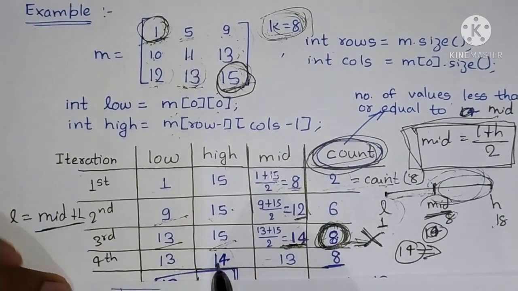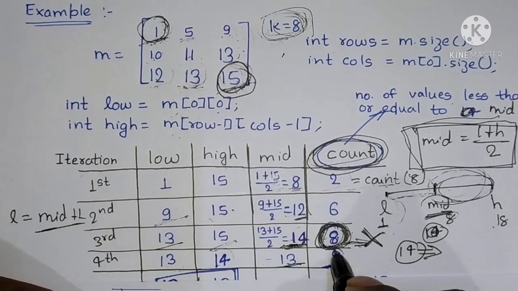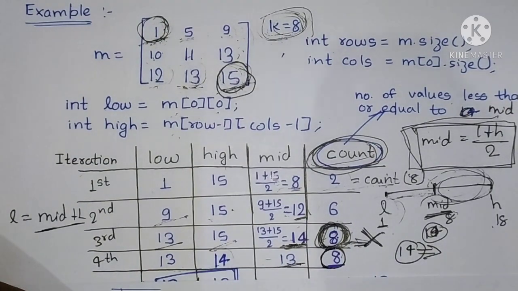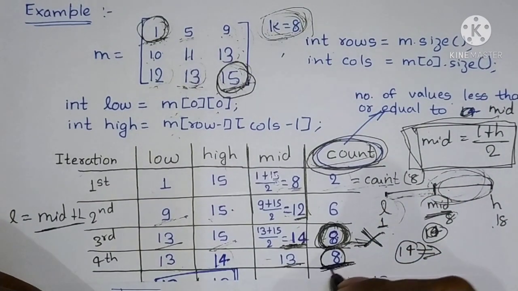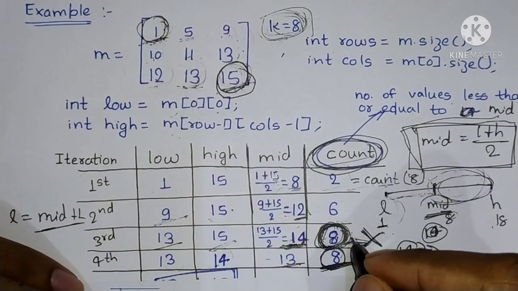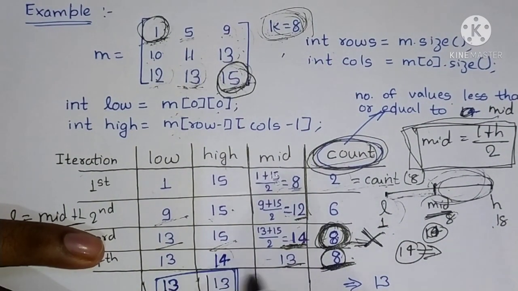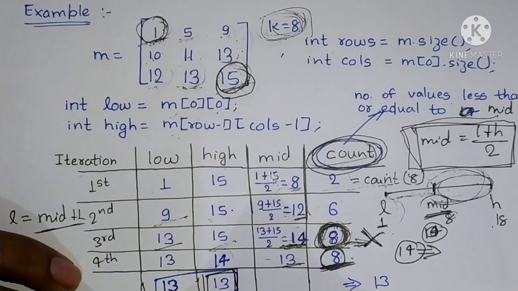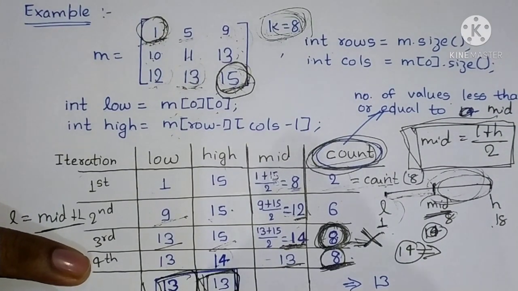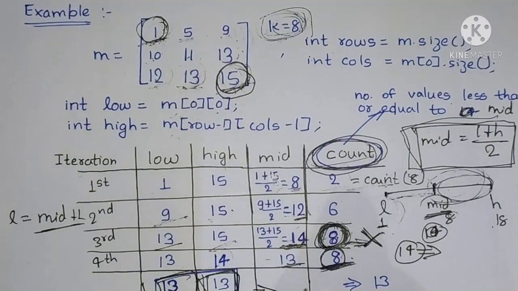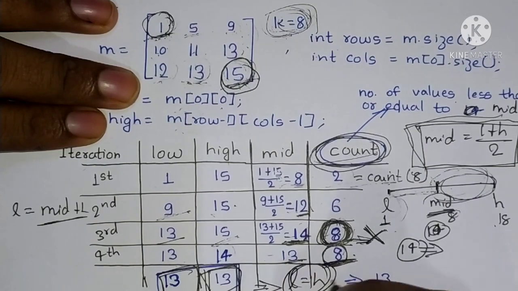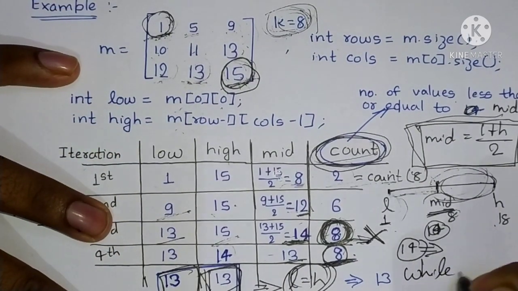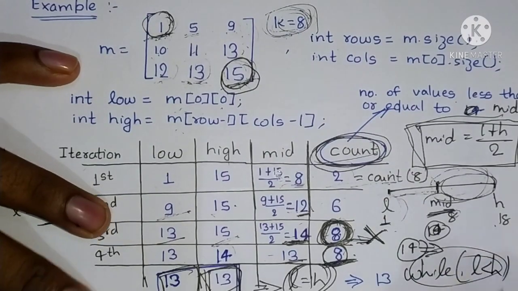When we do this, the mid value comes to be 13 and the count again comes to be 8. So you see that 14 was not the correct answer. Now we have 13. It may or may not be the correct answer. Again we set high equal to mid, and when we do this, the high and low values become equal. So we stop the loop. This will be our stopping criteria: low equals high. So we will run the loop while low is less than high.